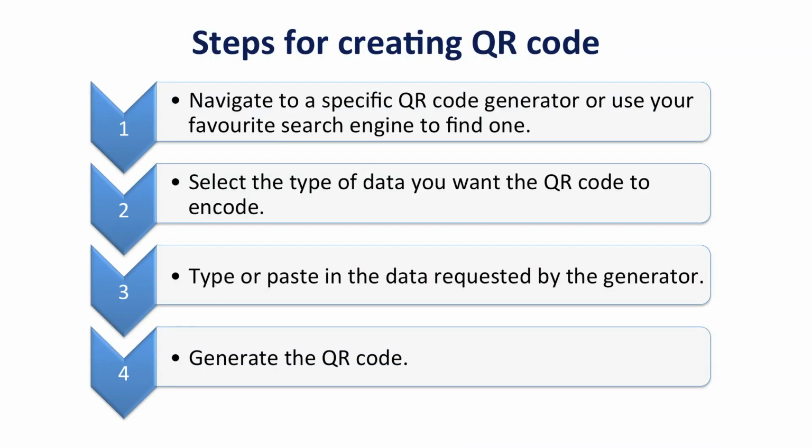There are only simple steps, four steps. Step 1 is to navigate to a specific QR code generator, meaning use your favorite search engine to find one, because these days many QR code generators are available in the public domain free of cost. A library can utilize this technology without spending any money.